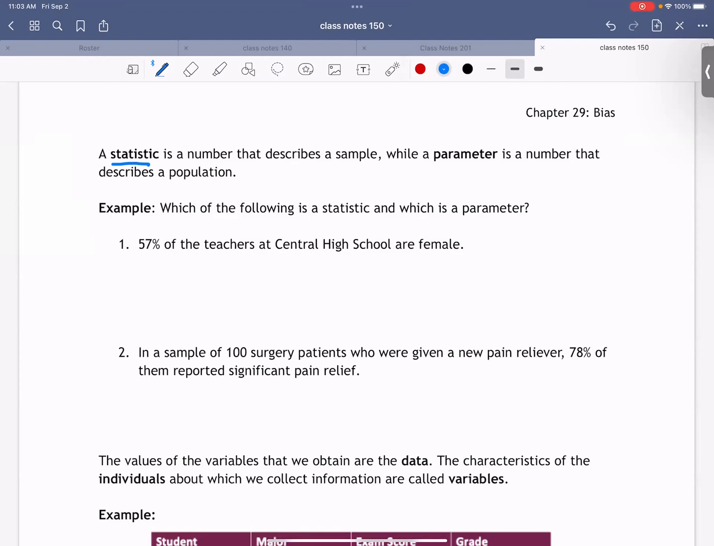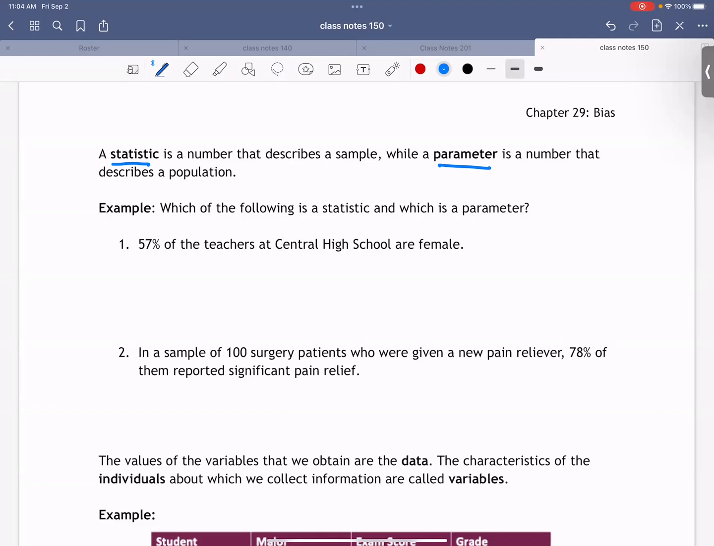If we're talking about a number that describes a sample or the small piece, we're going to call that a statistic. Okay? Now, when we're talking about the entire population and there's a number involving the entire population, we're going to call that a parameter. Okay, so I have 2 examples for you.